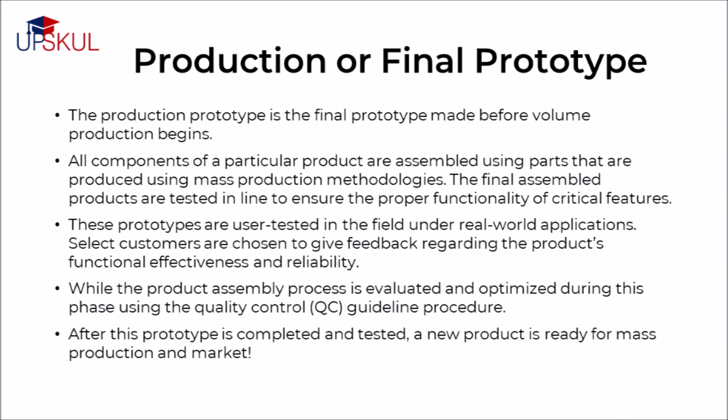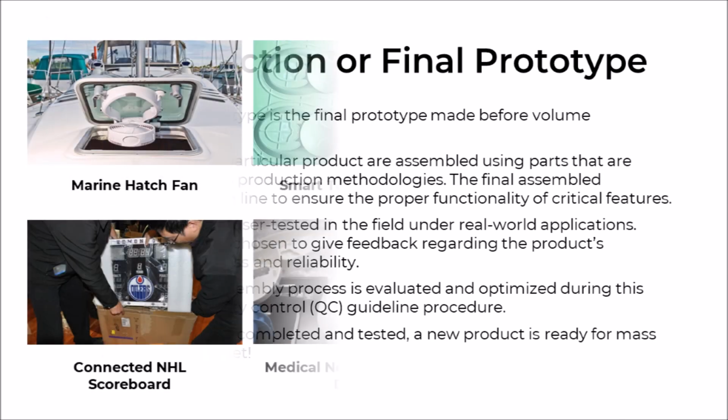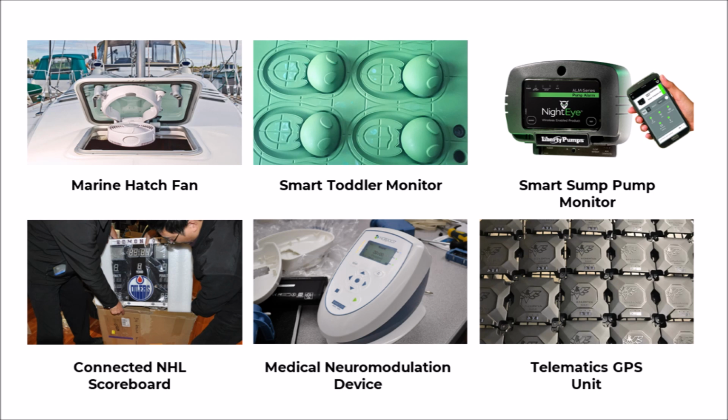The product assembly process is evaluated and optimized during this phase using the quality control guidelines procedure. After this prototype is completed and tested, a new product is ready for mass production and market. The final prototypes look almost like the finished product without the label, surface polish, and handling information.